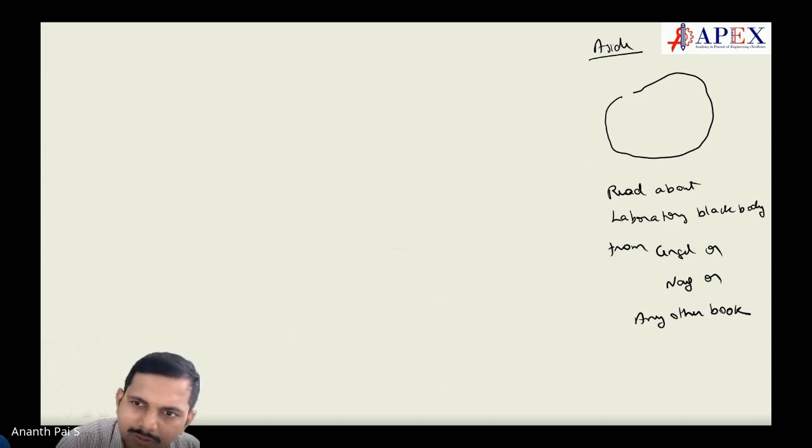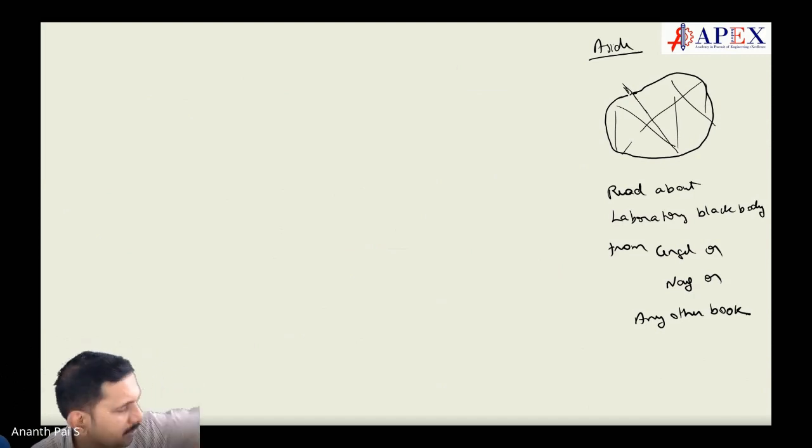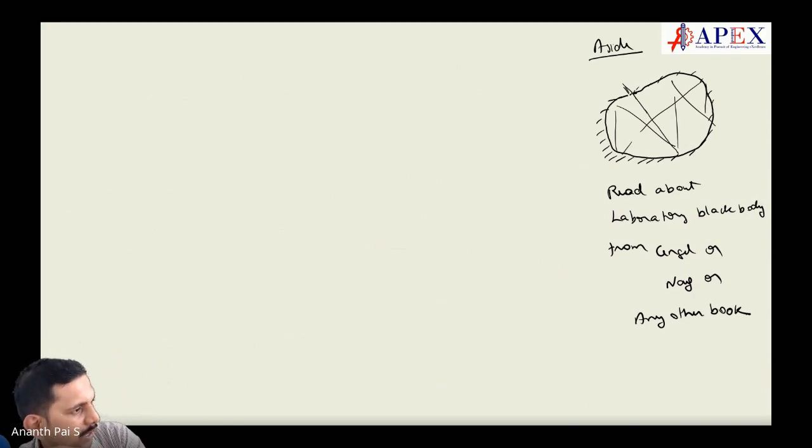Here what happens is a small hole is left. The energy comes in from here and gets absorbed everywhere. Wherever it goes, it absorbs. It does not go out. It is insulated, and only one small opening is there, which is not insulated. So when energy is incident on it, it goes inside and does not come out. So that is the laboratory black body. Read about that. If you have doubt, come back to me. But that's it.